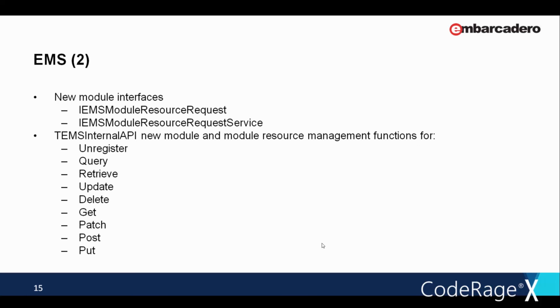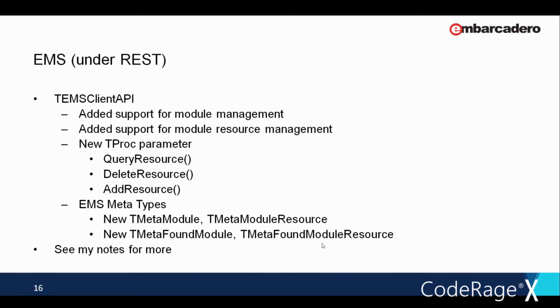There are also some new module interfaces for new functionality that I'm sure Jim's going to talk about, which are the module resource requests, which is basically a GetName call and a module resource request service. And then the EMS internal API has module and resource management functions for unregister, query, retrieve, update, delete, get, patch, post, and put. So you can see there's a lot more support for convenient dynamic management of modules in EMS just by seeing what's in that internal API.